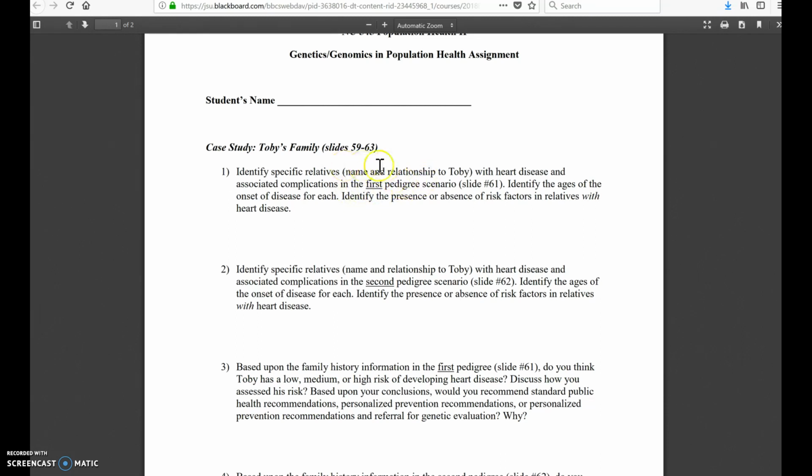And so you're going to tell the name and relationship, which would be Toby's aunt with heart disease, the associated complications in the first pedigree scenario, and that's on slide 61. So you're going to find that there, identify the ages of the onset of the disease for each, and identify the presence or absence of risk factors in relatives with heart disease.